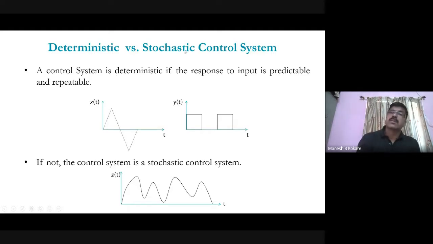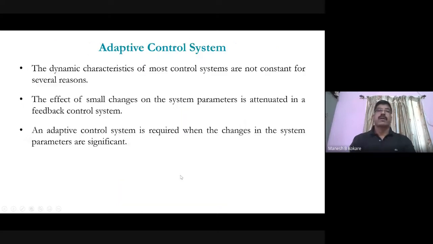Whereas in a stochastic control system, this is not true. We cannot predict the output in a stochastic control system, and it is not repeatable either. Designing a stochastic control system is difficult compared to a deterministic system. The output is not predictable here, and it is also not repeatable. Such systems are called stochastic control systems.